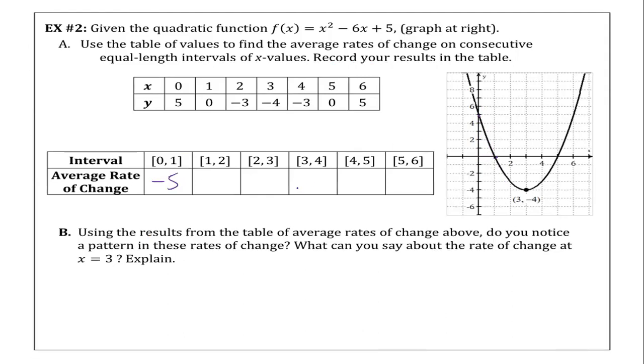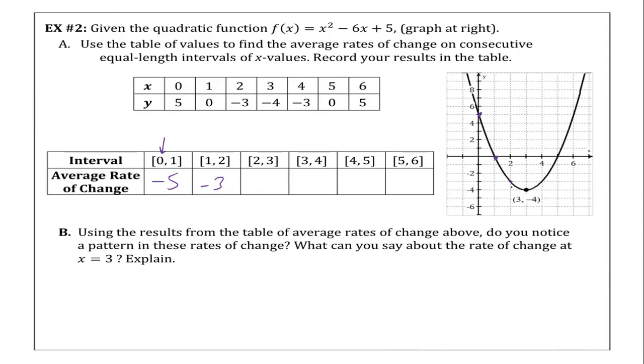Agreed? Now we're going to go from 1 to 2. Again, it's still doing what? Decreasing. So I'm going from 0 down to -3 and over 1. How did you find them? Rise over run. How did you start at 5? Because it says start at 0. So I went to 0 and the value is 5. Then I went to 1.